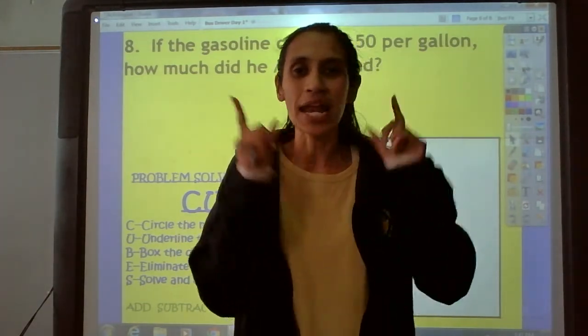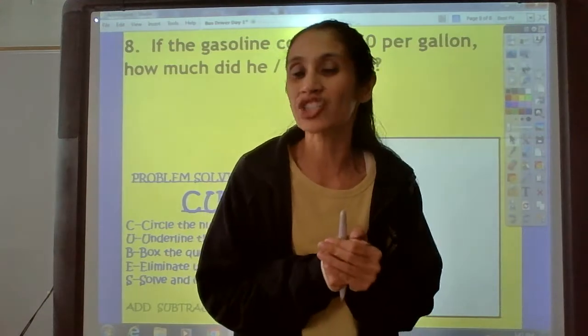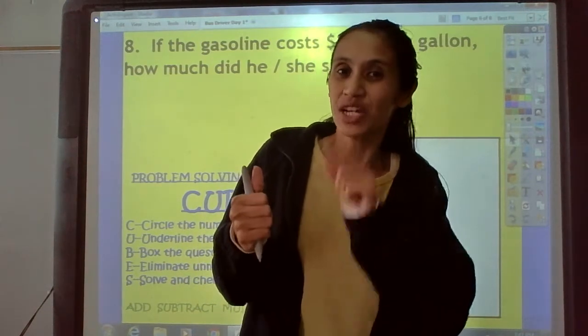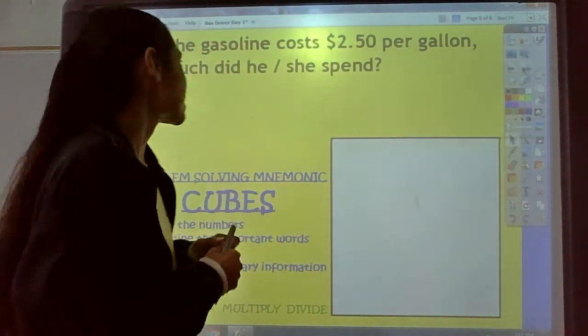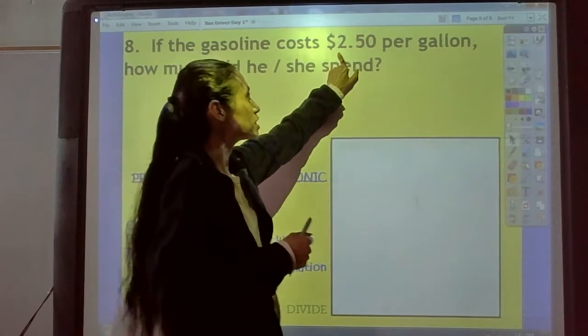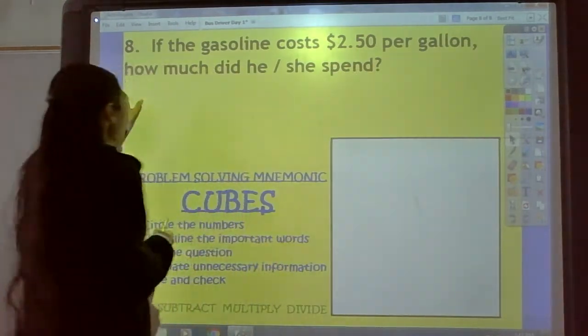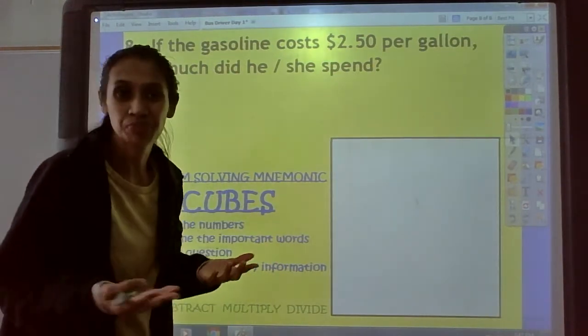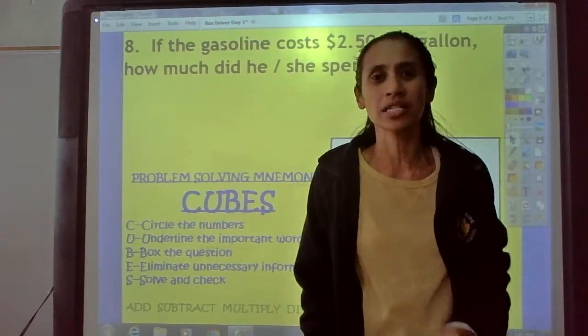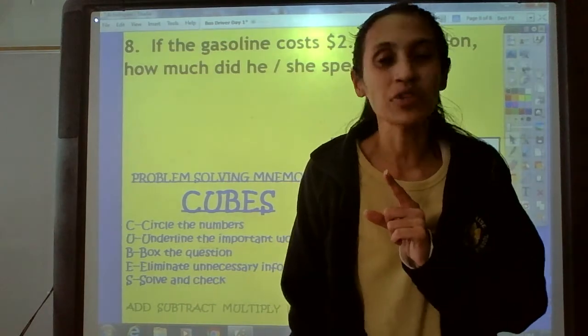We are on to the last question of our bus driver appreciation packet for the day. This is number 8. Read the problem with me. It says, if the gasoline costs $2.50 per gallon, how much did he or she spend? So let us use our problem-solving mnemonic device, CUBES, to help us solve this problem.